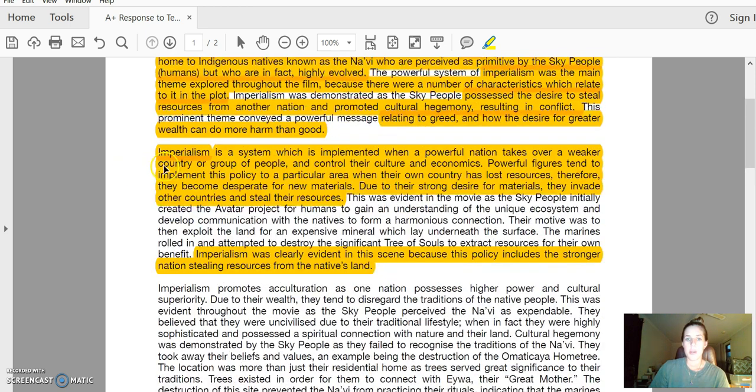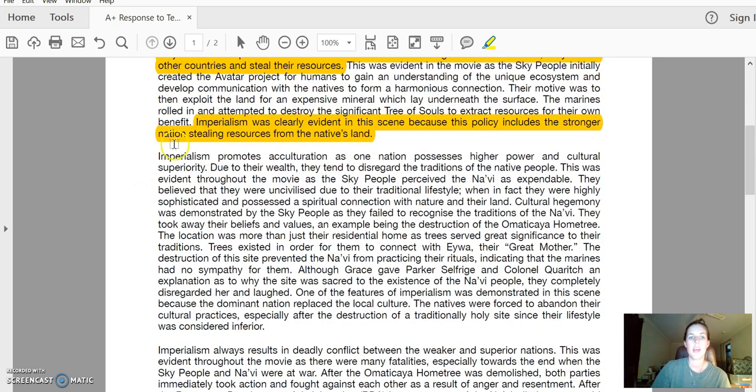Now she goes on to talk about the greater message of greed and how the desire for greater wealth can do more harm than good. Imperialism promotes acculturation as one nation possesses higher power and cultural superiority. Due to their wealth, they tend to disregard the traditions of the native people. This was evident. So she's introduced it, started to answer, and now given some evidence.